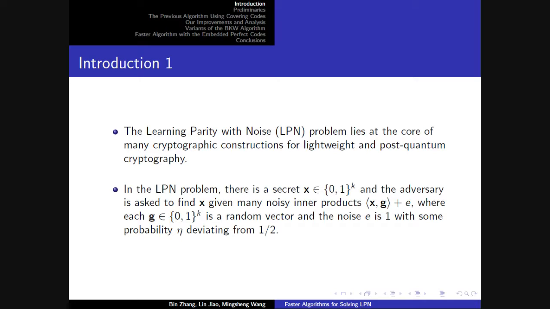We first look at the LPN problem. The learning parity with noise (LPN) problem lies at the core of many cryptographic constructions for lightweight and post-quantum cryptography. In the LPN problem, there is a secret x of k-bit length, and the adversary is asked to find x given many noisy inner products. Each is the inner product between x and g, where g is a random vector of the same length, and the noise is 1 with some probability eta deviating from 1/2.